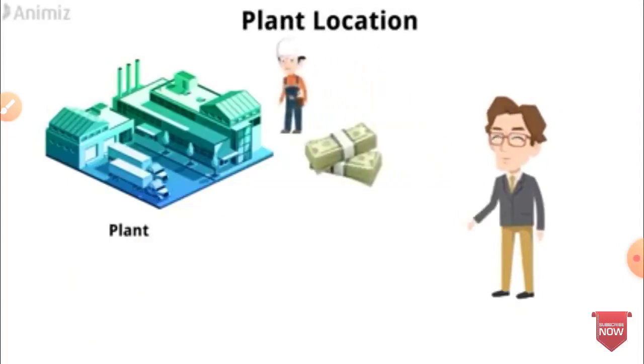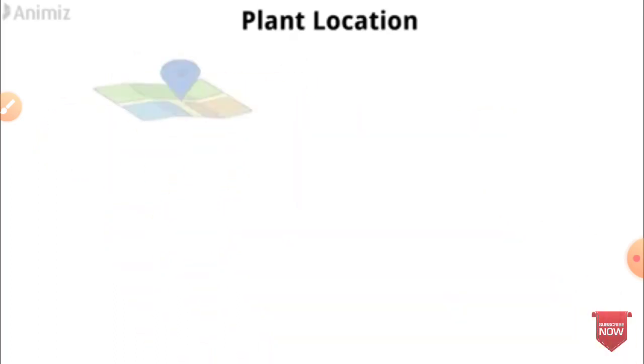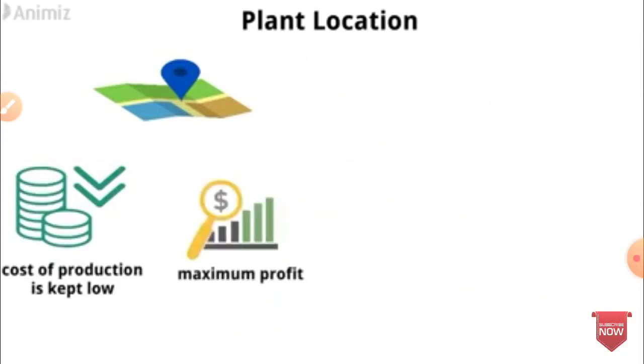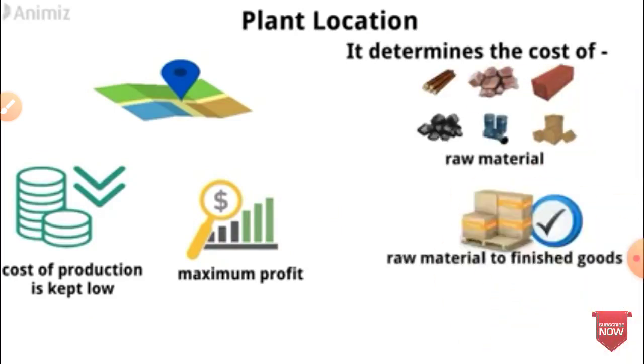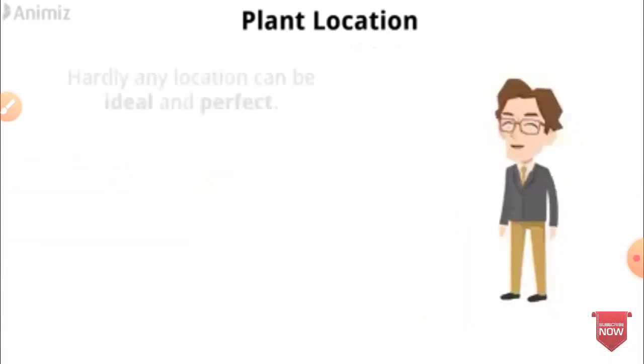Plant location. What is a plant location? It consists of the location of the plant. With plant location, the cost of a product is kept low for maximum profit, and it determines the cost of raw material. Okay, and from raw material to finished goods, distribution of goods to the customer.